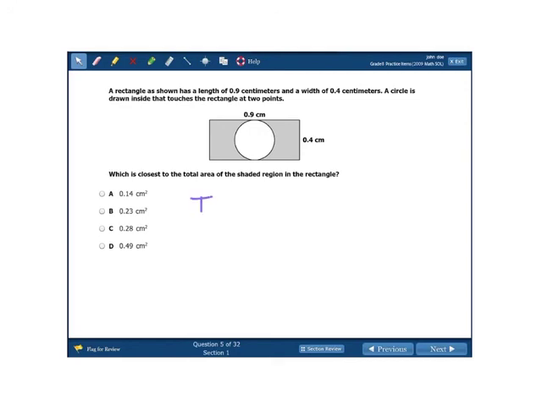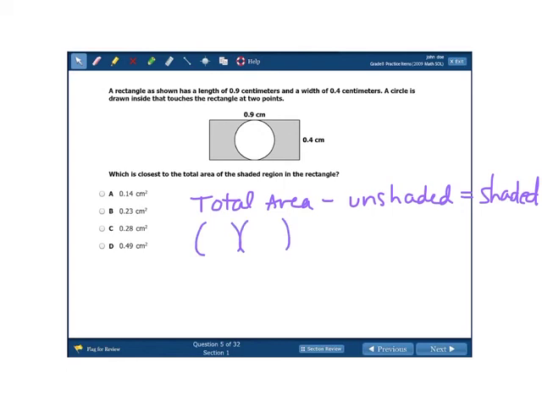Well, we remember that we have to find the total area and subtract the unshaded part to get just the shaded part. So the total area is the area of that rectangle, and the area of a rectangle is length times width. So 0.9 times 0.4. The unshaded area is the circle, and the area of a circle is pi times the radius squared. But they don't give me the radius.